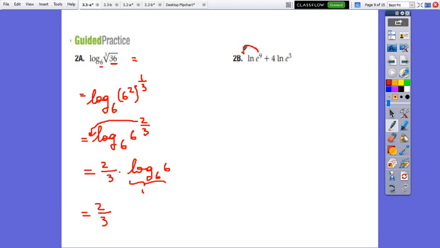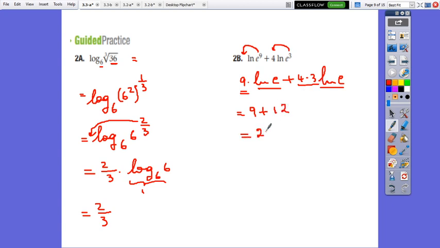The exponent goes outside the log. So it will be 9 times ln e plus 4 times 3 ln e. ln e is 1. So it equals 9 plus 4 times 3, which is 12. And this equals 21.